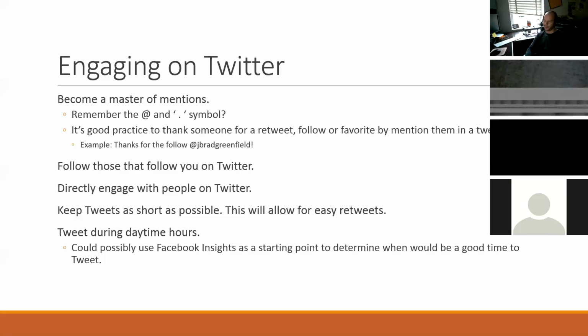Keep tweets as short as possible. This is going to allow for easy retweets. So follow me if you will. If you put a tweet out there that is 140 characters, okay, we've maximized the amount of characters that Twitter is going to allow us to put in a tweet.